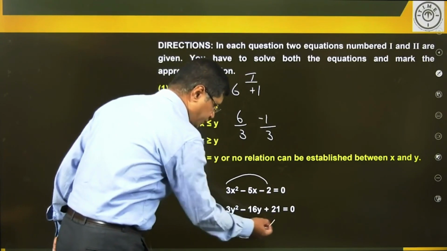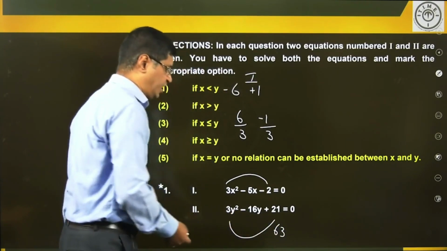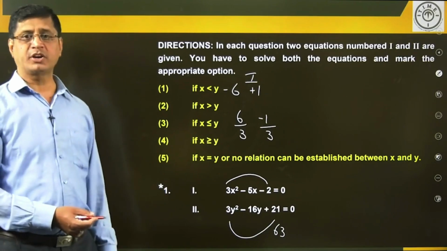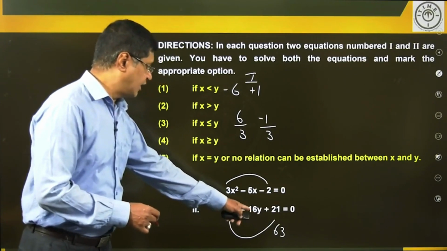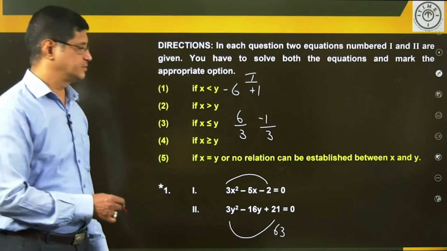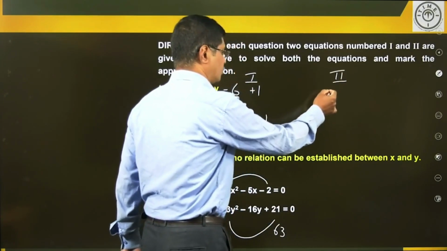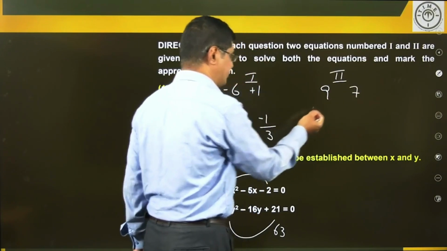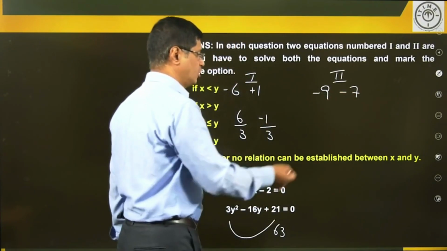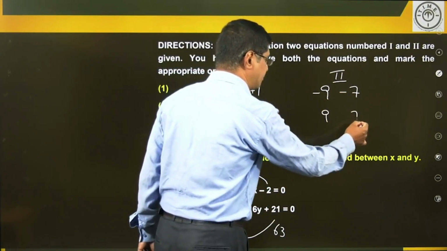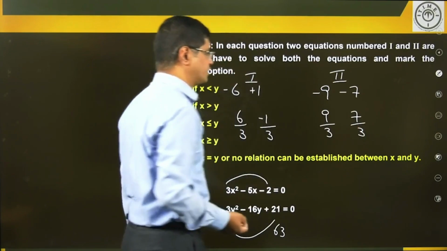Now, what is the product of these two? The product of these two is equal to 63. Now, the product is a positive value, so the middle term is the sum of the two factors. The value is 16. How to get 16? 9 into 7, so 9 and 7. The sum of the two factors, but here minus 16 is given, meaning minus 9 and minus 7. So, what are the roots? 9 by the coefficient of y square and 7 by the coefficient of y square.